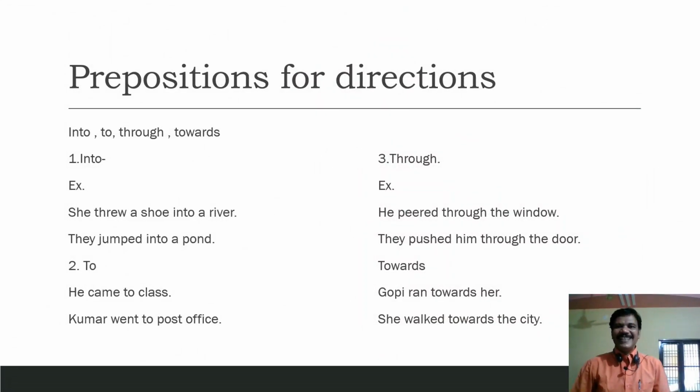Prepositions for directions: into, to, through, towards. Into: she threw a shoe into a river. They jumped into a pond. To: he came to class. Kumar went to the post office. Through: he peered through the window. They pushed him through the door. Towards: Gopi ran towards her. She walked towards the city.